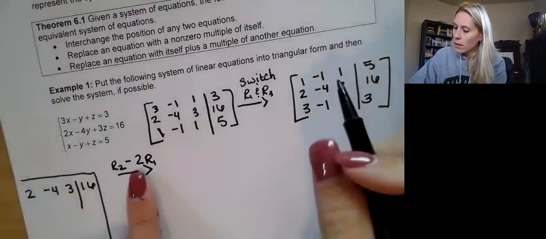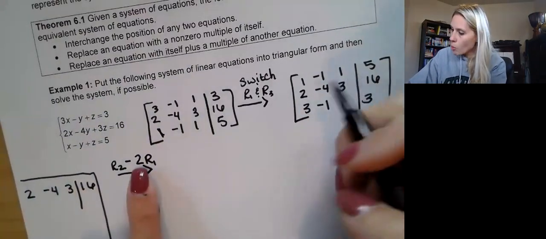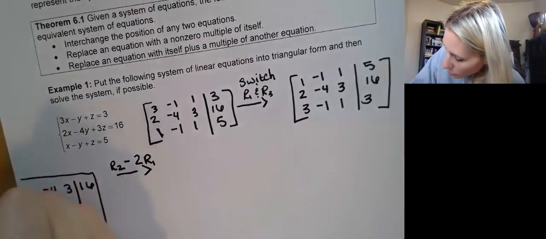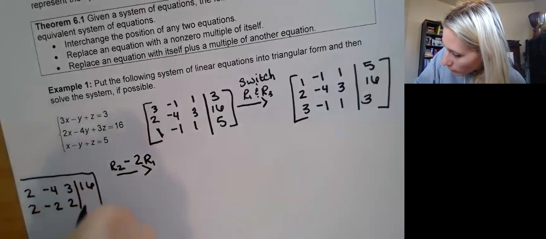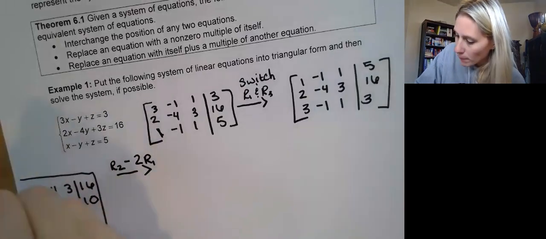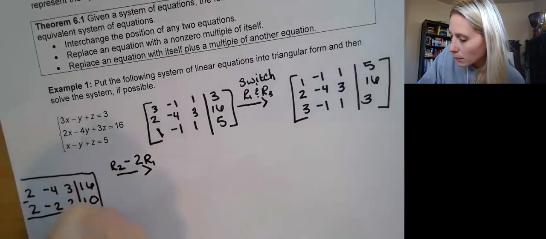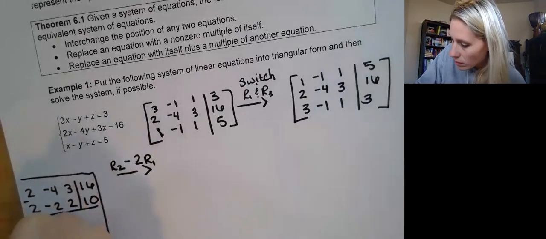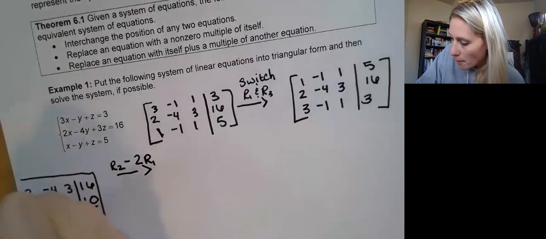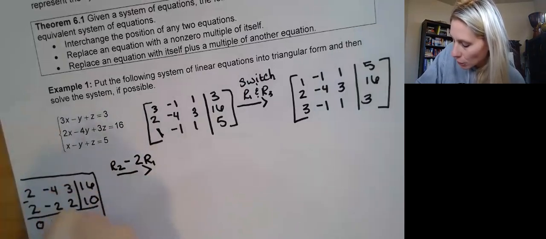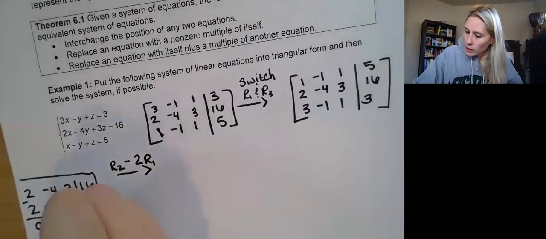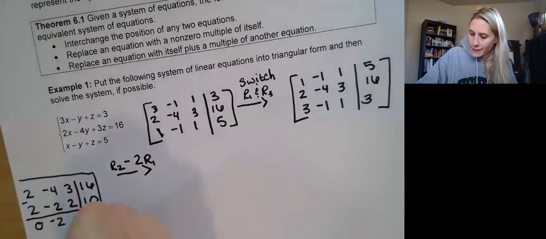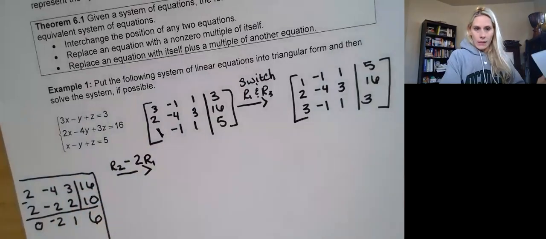Now I'm going to multiply row 1 by 2. I get 2, -2, 2, 10. Now remember what I'm going to do with it? I'm going to subtract it. So I get 0, -4 minus -2 is -2. 3 minus 2 is 1, and 16 minus 10 is 6.